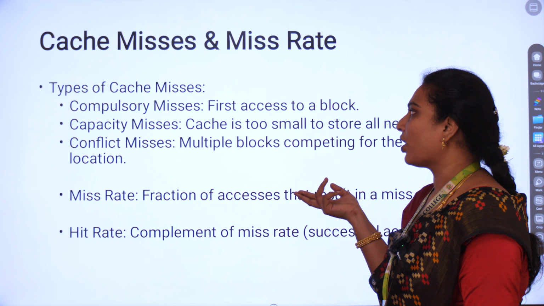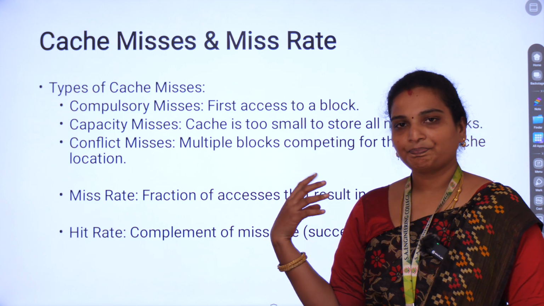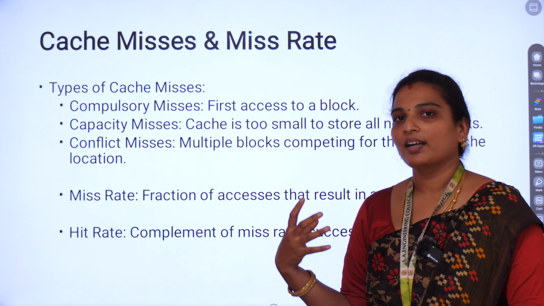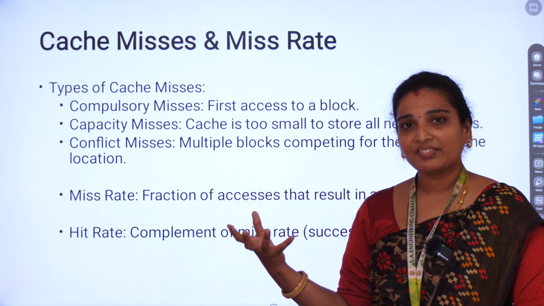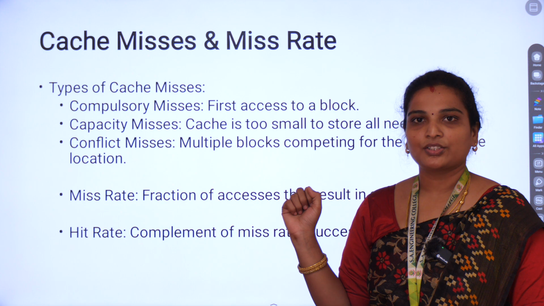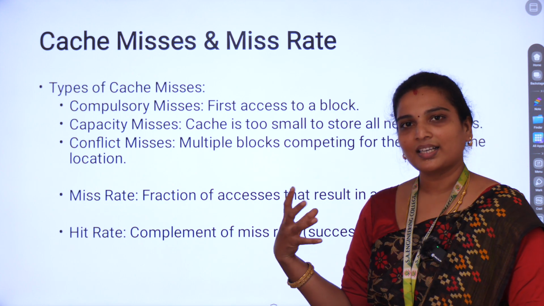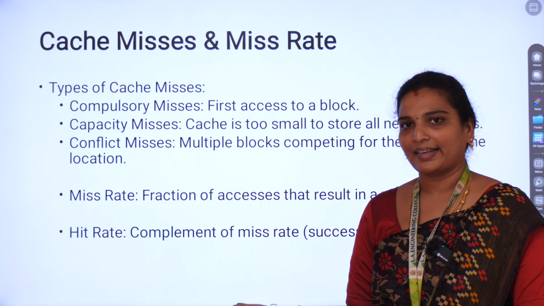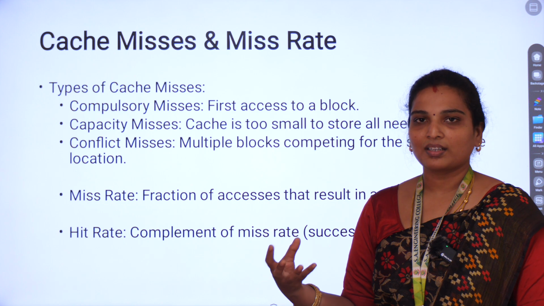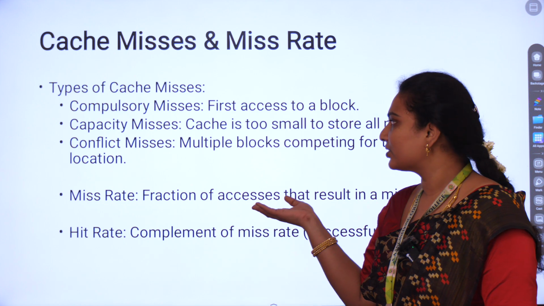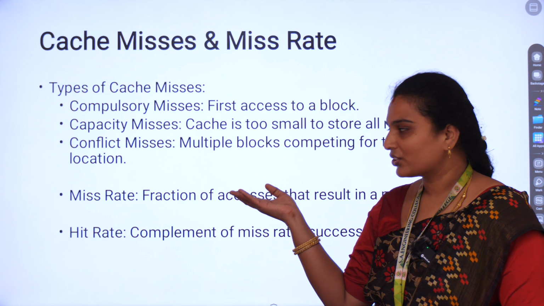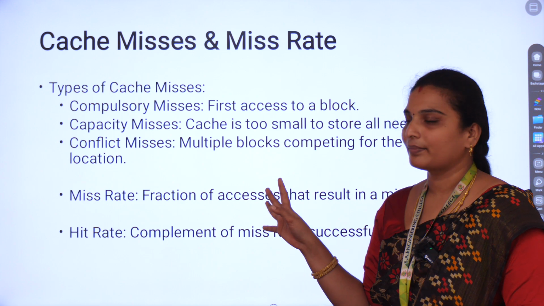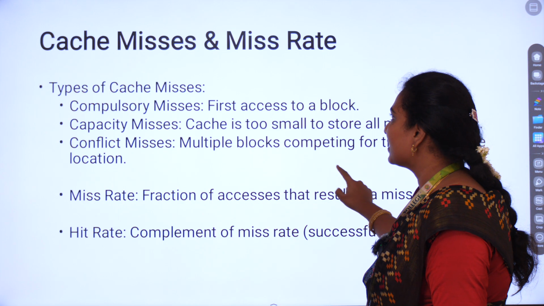The last one is conflict misses, which means multiple blocks are competing with each other to occupy the cache block. In that case every block can't occupy the cache space. Any one block shall win and the others shall miss. Such a kind of miss is called conflict misses. So this is cache miss and hit rate.